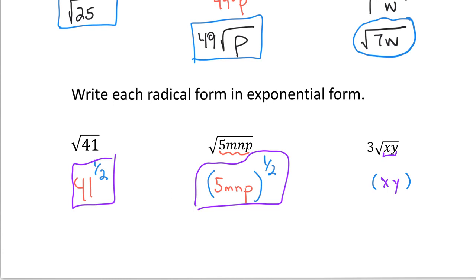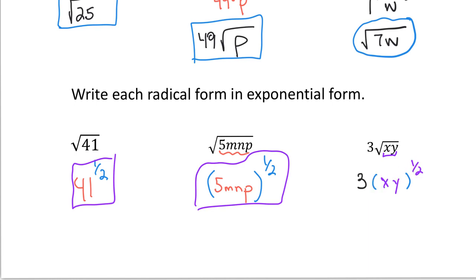And those go inside of the parentheses with the exponent of 1/2 because they are inside of the radical. The 3 stays outside because it's not inside of the radical, it's outside. So you put the 3 outside of the parentheses, xy to the 1/2 power.